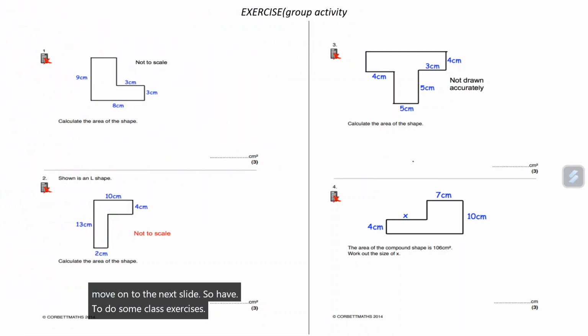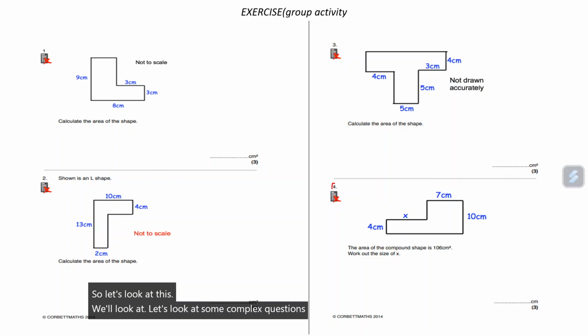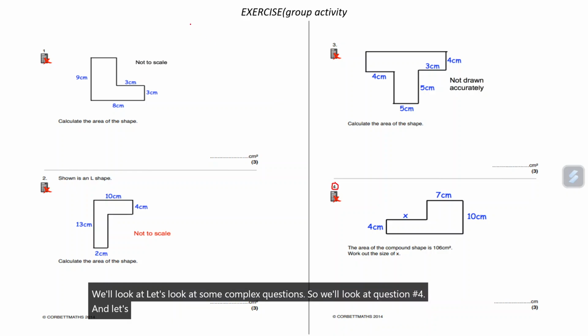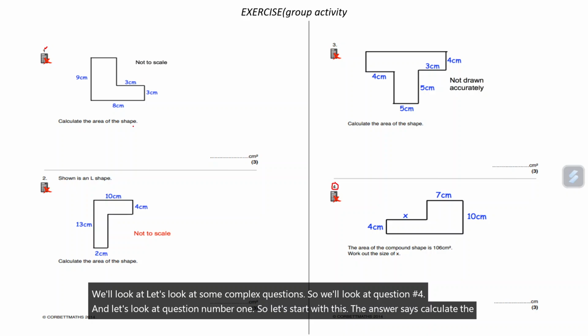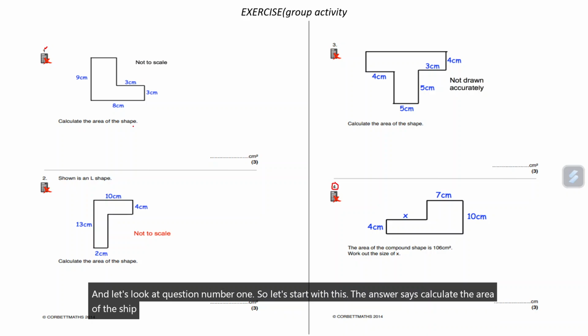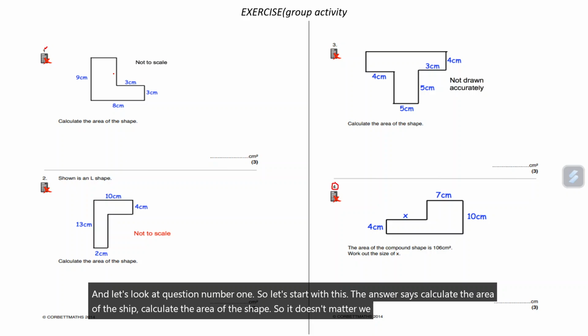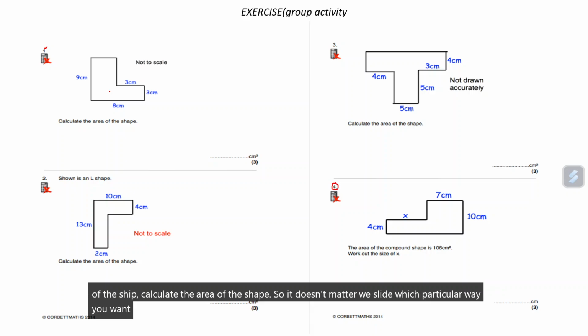So let's look at this. Let's look at some complex questions. So we'll look at question number 4, and let's look at question number 1. So let's start with this. The question says calculate the area of the shape. It doesn't matter which particular way you want to divide this. It doesn't matter.